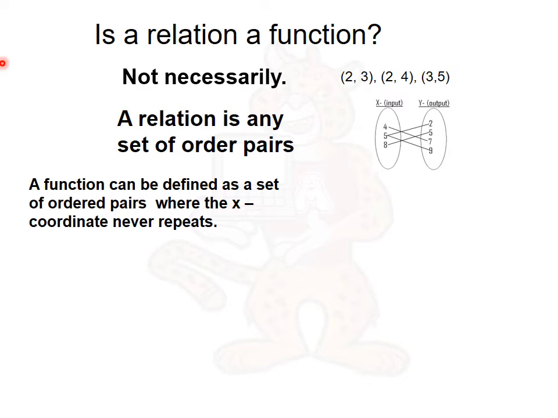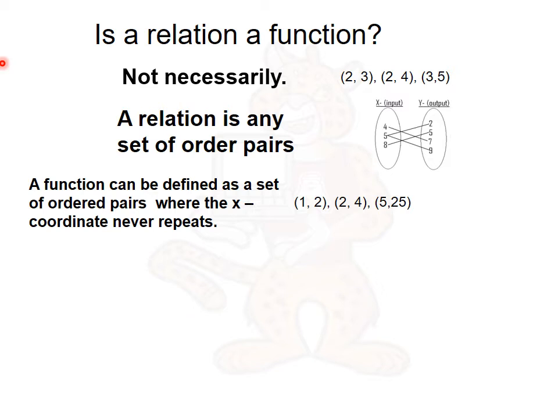On the other side, a function can be defined as a set of ordered pairs, as a relation, but there is a condition. The x-coordinate cannot be repeated. So here we have an example. This is a relation, and what we need to do is see if this relation is a function. Remember, if it is a function, the x-coordinate never repeats.